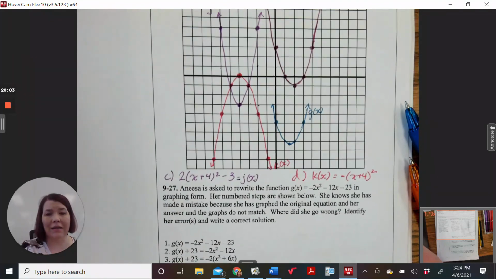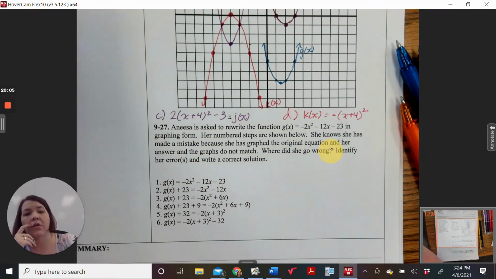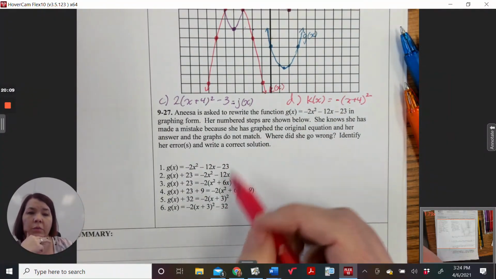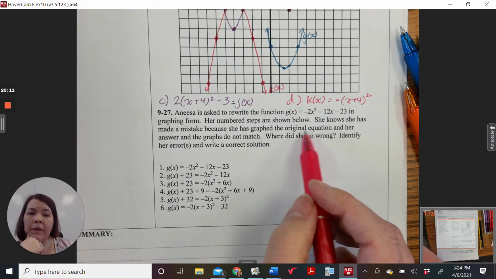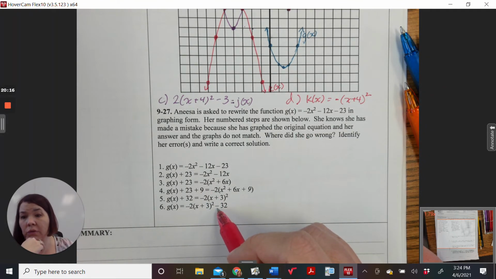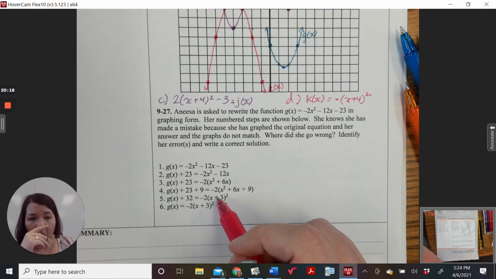So Anissa is asked to rewrite the function 2x squared minus 12x minus 23 in graphing form. Her steps are shown below. She knows she's made a mistake because when she graphed the original and her answer, they don't match. So something is wrong. Where did she go wrong? I'm ready to click select correct solution.